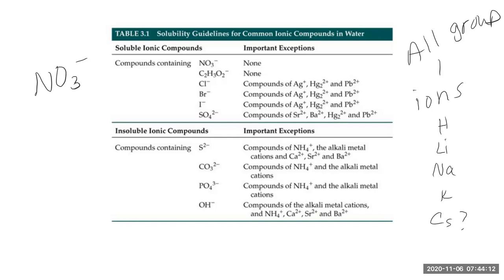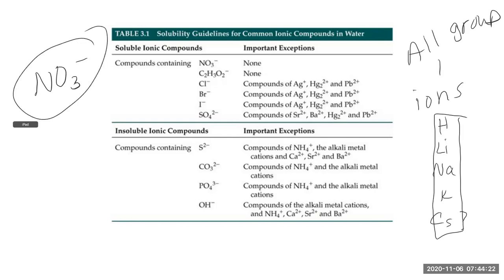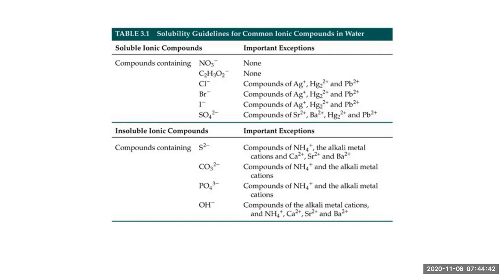But in the periodic table, anything that's in group 1, if it is part of the ionic compound, that compound is soluble, no exceptions. So these are 2 things that you can memorize that'll make your life easier in this class. If you remember that anything with a nitrate is soluble with absolutely no exceptions, and anything that has a group 1 metal in the compound is soluble with no exceptions, then you won't have to constantly be looking for this chart, okay?